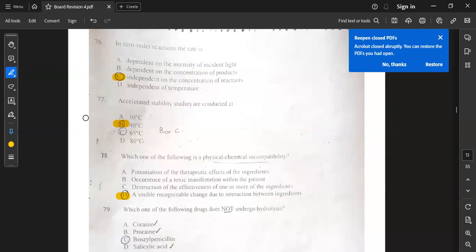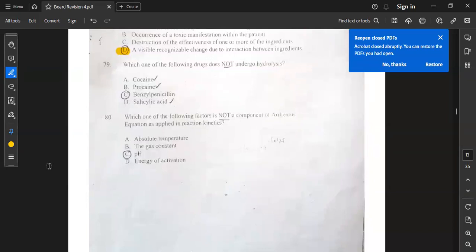Moving on to number 79, the question asks, which of the following drugs does not undergo hydrolysis? Is it cocaine, procaine, benzyl penicillin, or salicylic acid?